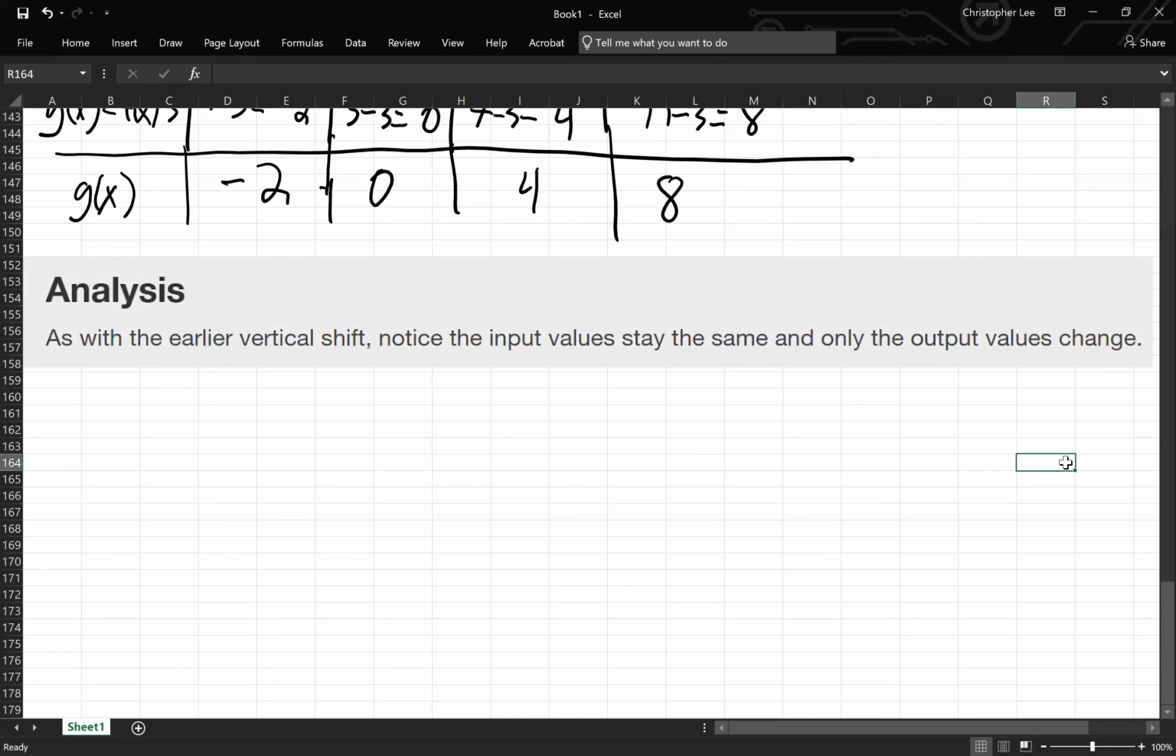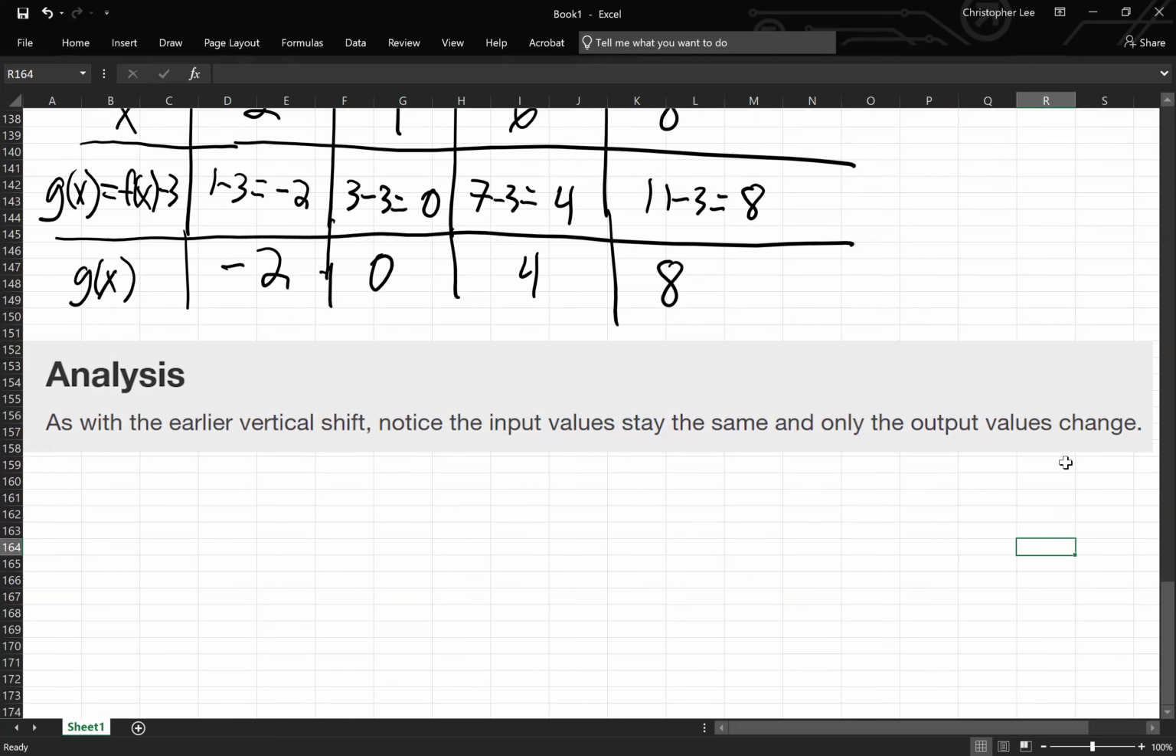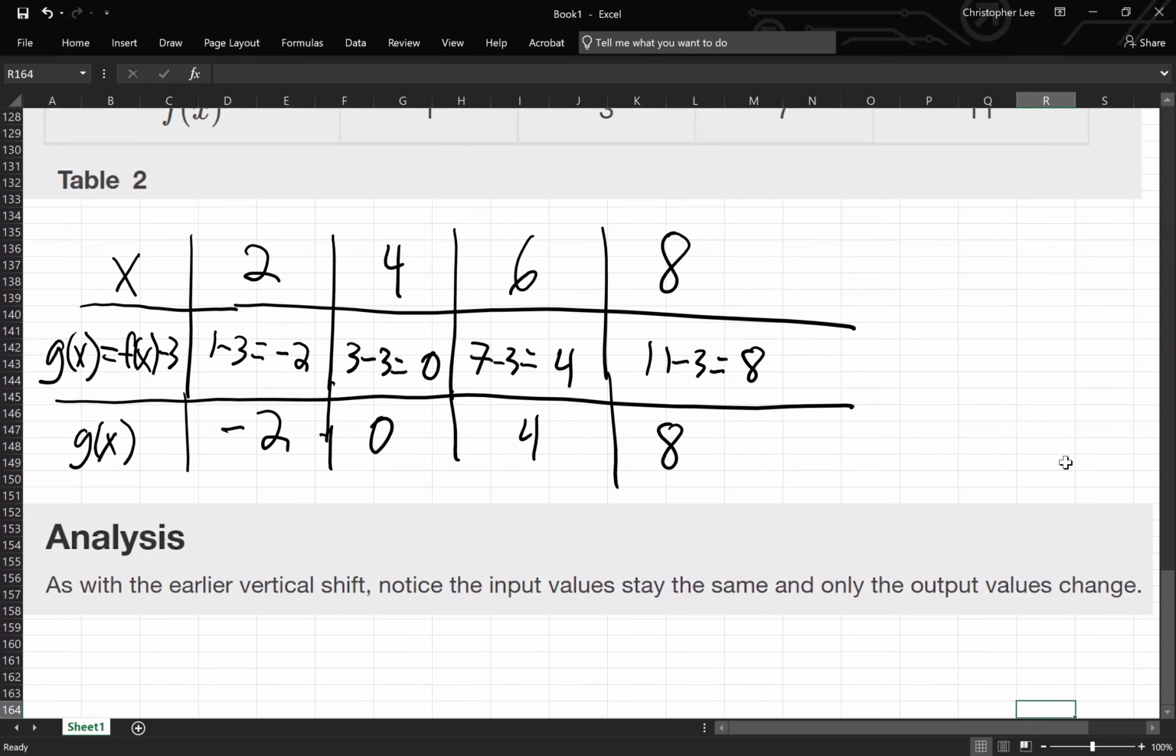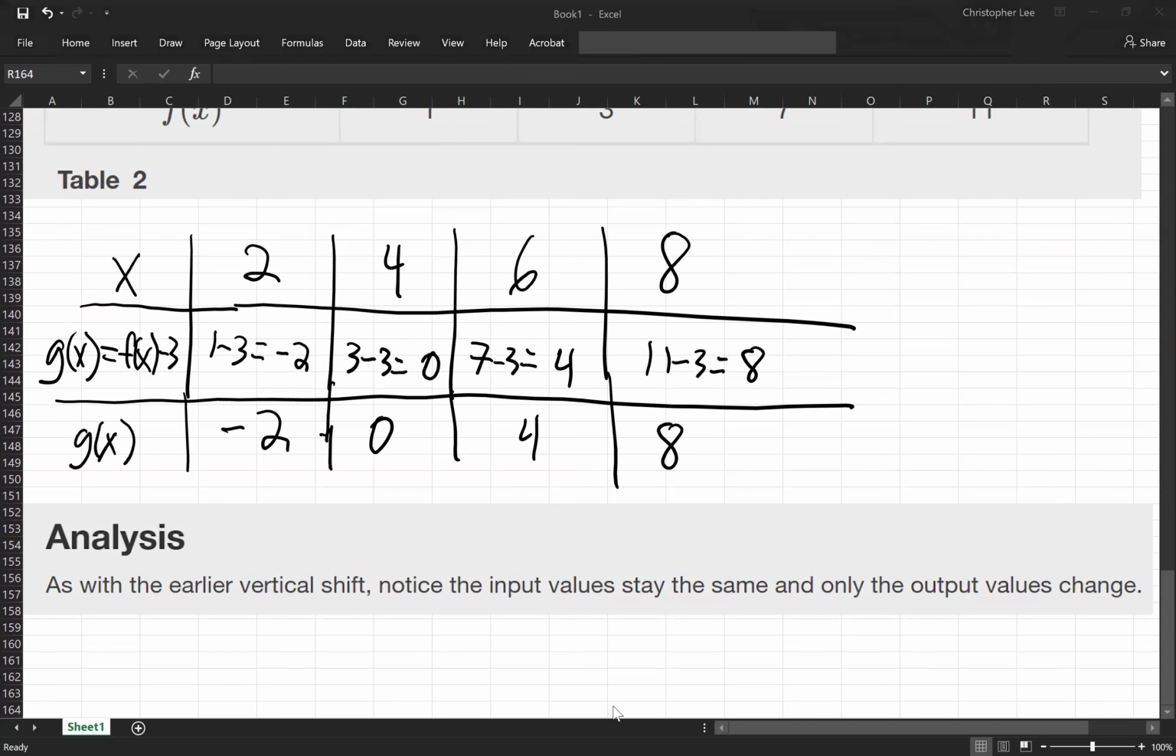All right. Anyway, so analysis. As with the earlier vertical shifts, notice that input values stay the same and only the output values change. I want to make that note. Little special note.